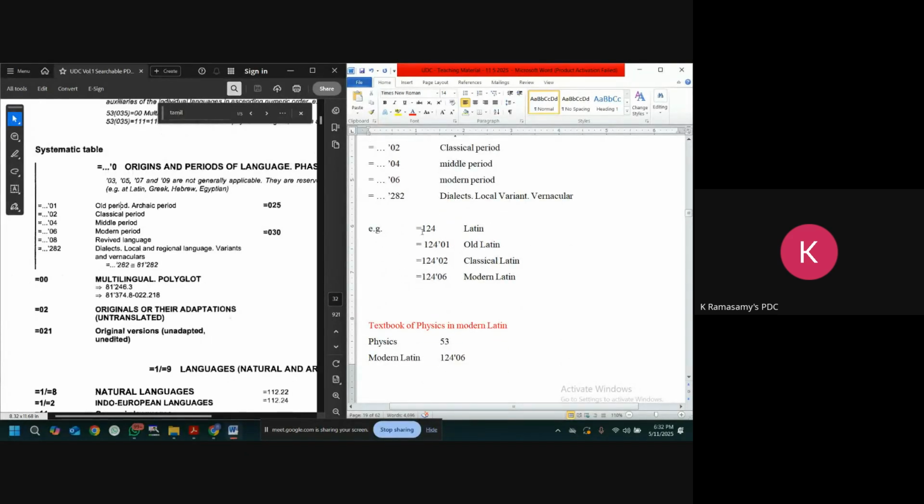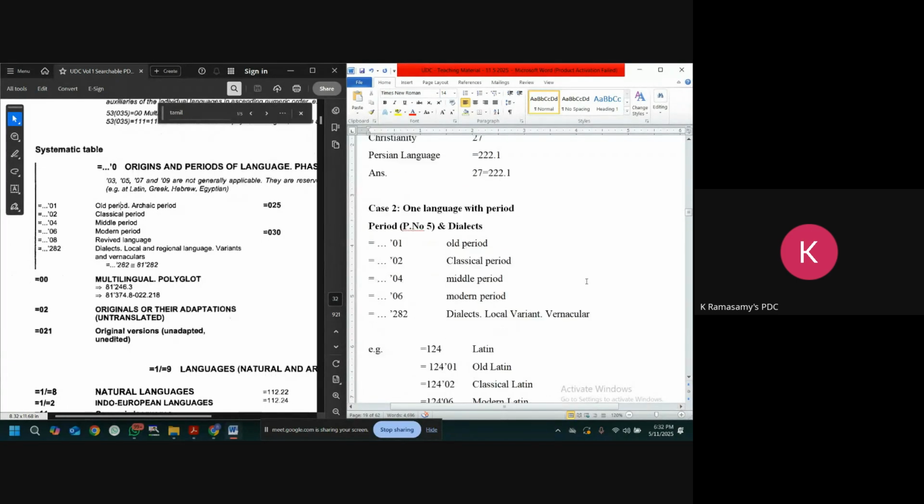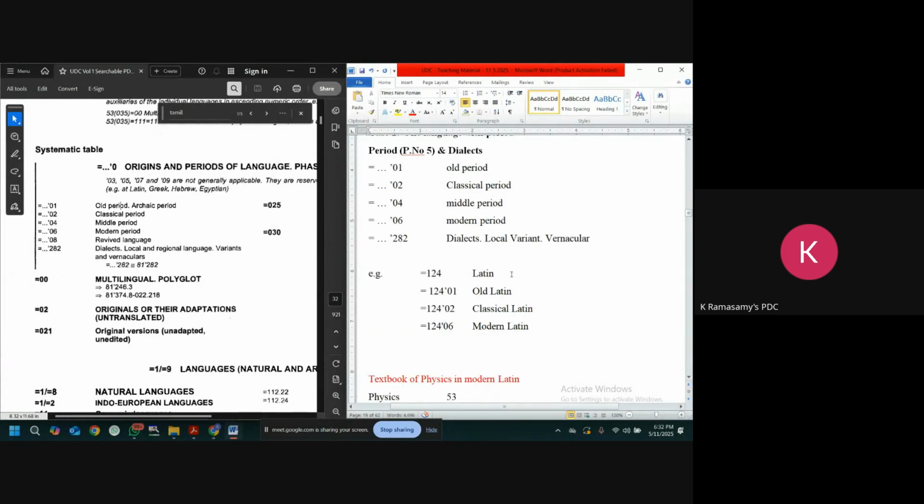What is the number for Latin? Equal to 124. So I want the number for old Latin. How can I form a number for old Latin? It's very, very simple. I know the number for Latin is equal to 124. What is the number for old period? It's given here: single inverted comma 01. So I write single inverted comma 01. So equal to 124, single inverted comma 01 stands for old Latin. What about modern Latin? Single inverted comma followed by 06. So these kinds of 01, 02, 04, 06 can be added to any language.